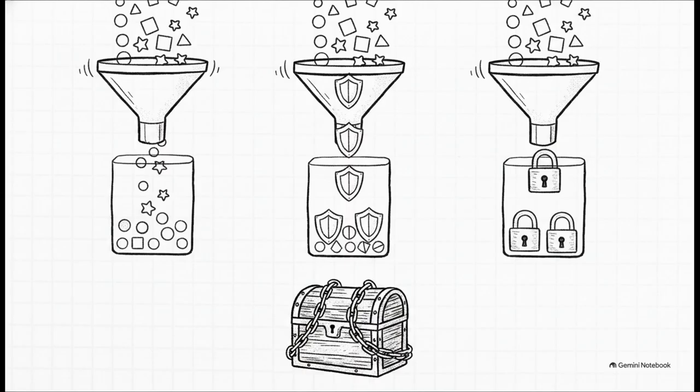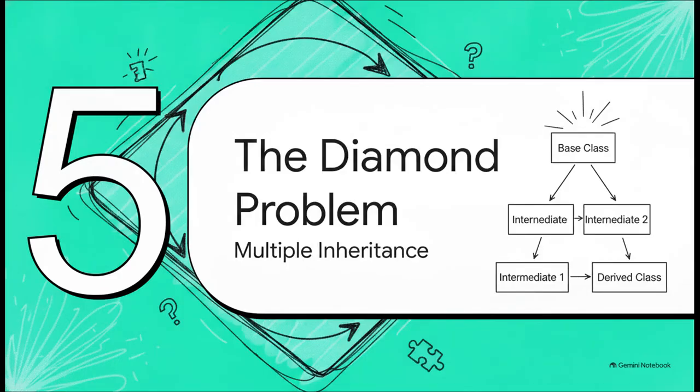But here is the major takeaway. Private members of the base class are always hidden from direct access in the derived class, no matter what inheritance type you use. Okay, Section 5. We're shifting gears to tackle the most complex topic of the explainer, the multiple inheritance diamond problem.